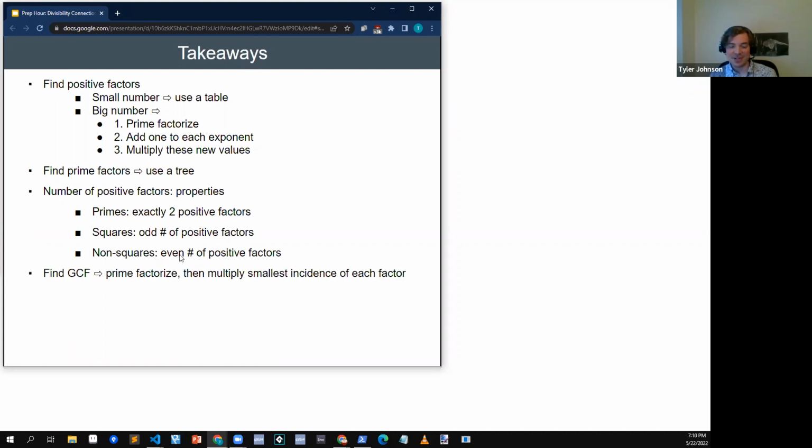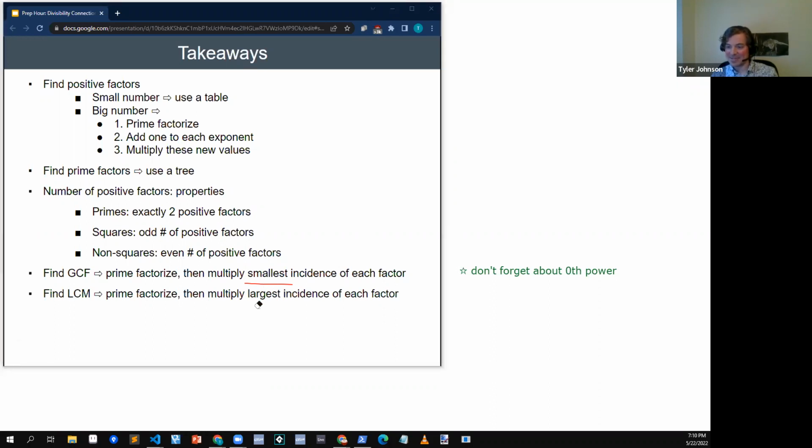We also talked about GCF and LCM. Remember, to find your greatest common factor, first thing you do is prime factorize, and then we take the smallest incidence of each factor and multiply those together. Also, don't forget about the 0th power. If you have a missing factor, always remember there's an implied 0th power looming in there that you want to include. For your LCM, similar process, but we take the largest incidence of each factor.